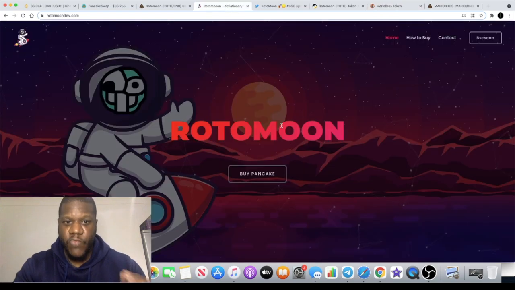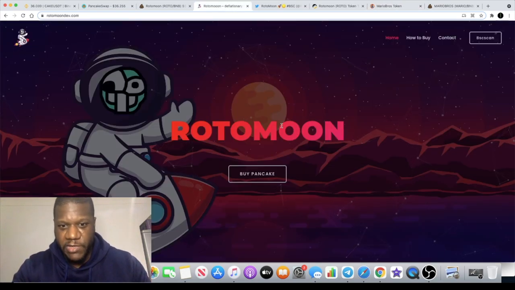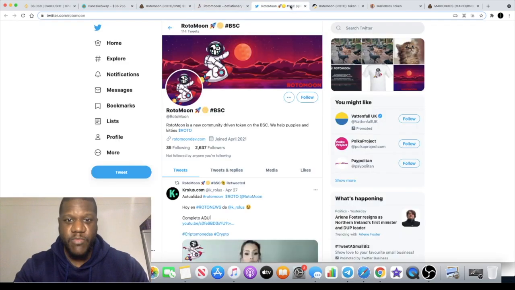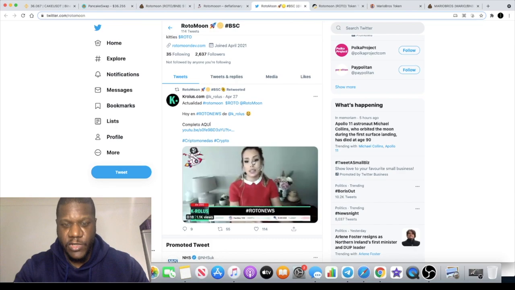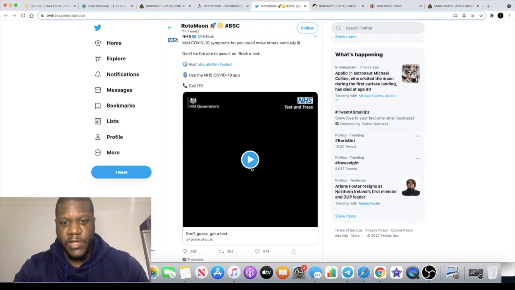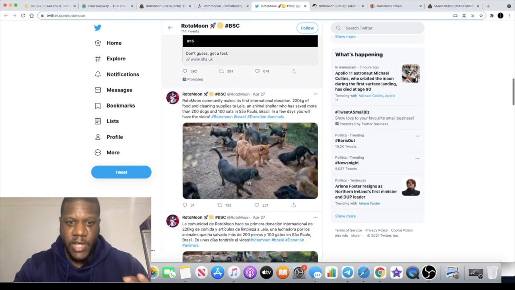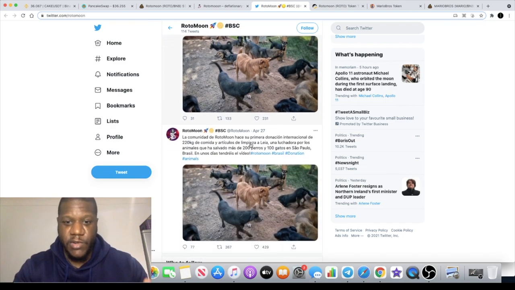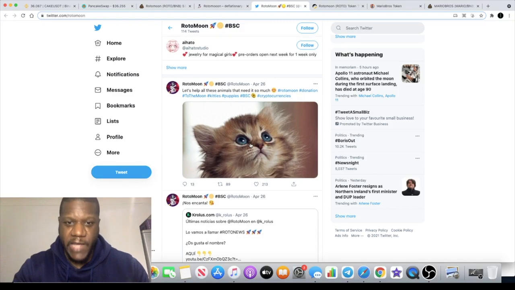Okay, so Rotomoon is a deflationary token, but there is a charity side of this. They're actually being promoted on Spanish news, okay, for what they're doing in terms of giving to charity to save animals or to help animals in animal shelters. This is not limited to dogs, you know, it's cats, it's animals in general, okay?